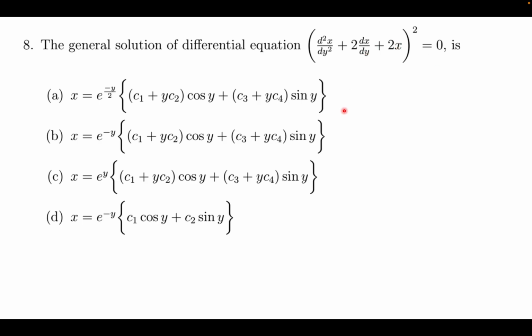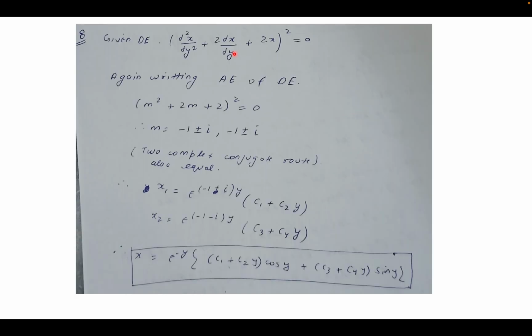So okay, let's go through the solution of this problem. You have this differential equation, and again what you do is write the auxiliary equation. So basically again you have (m² + 2m + 2) whole square equal to 0, because you have the whole square in the given differential equation.